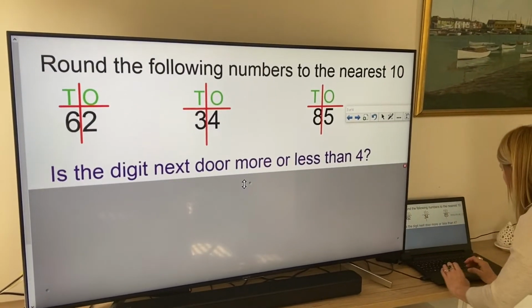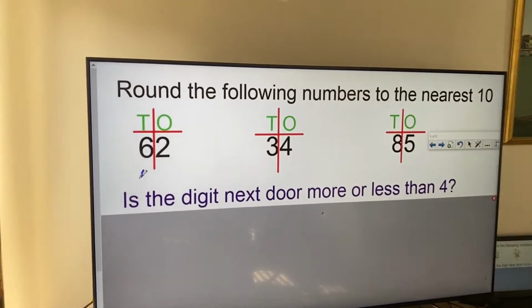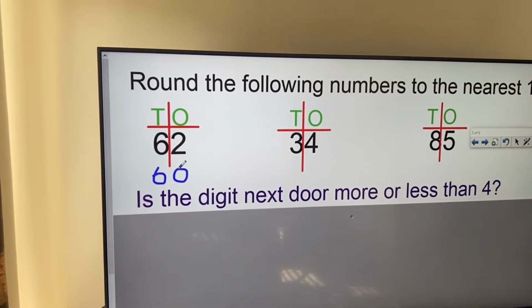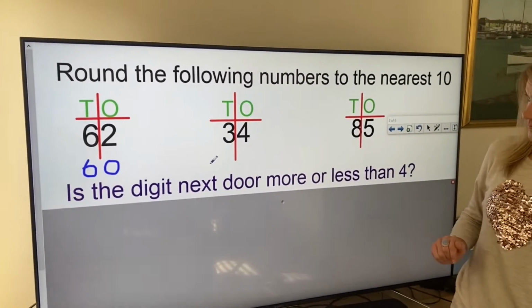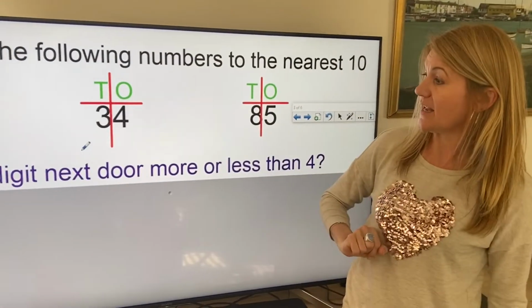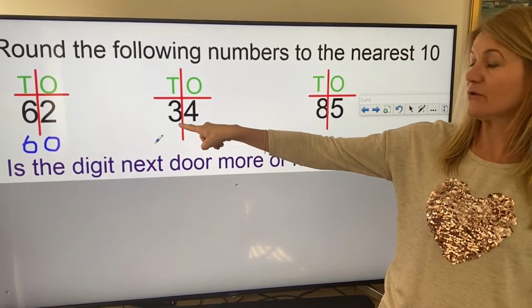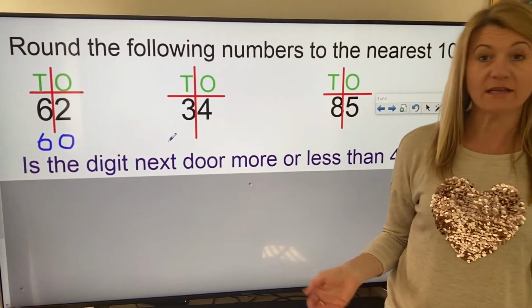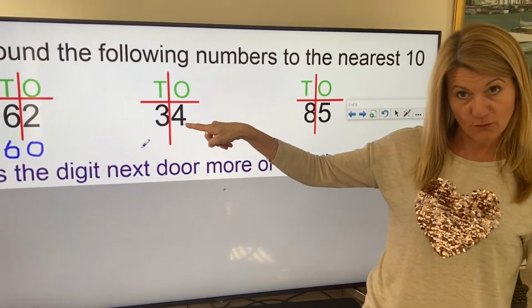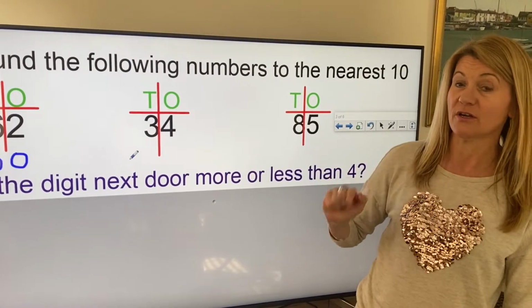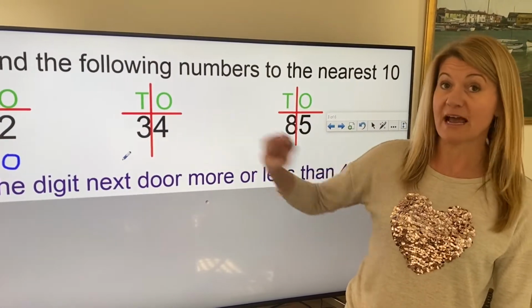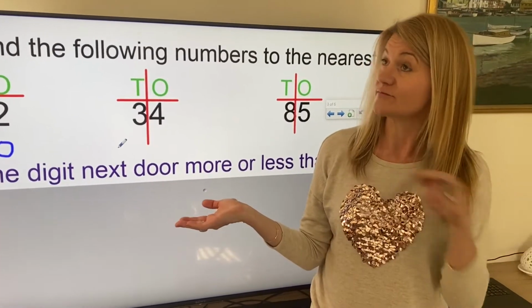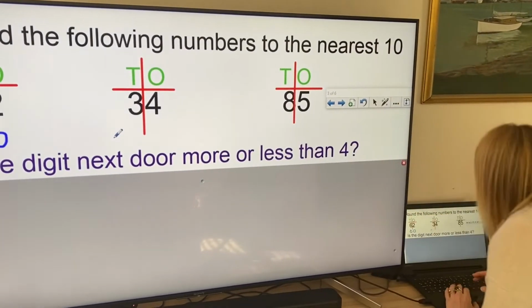So let's just write that here. 6, 0, 60. Let's have a look at another one. So round the number to the nearest 10. Look at our tens column. 3 tens. That means 30. You know that. Is the digit next door more or less than 4? It is 4, which means we round down. 4 or less, we round down to the nearest 10. So 34 becomes what? You've got it. It becomes 30.